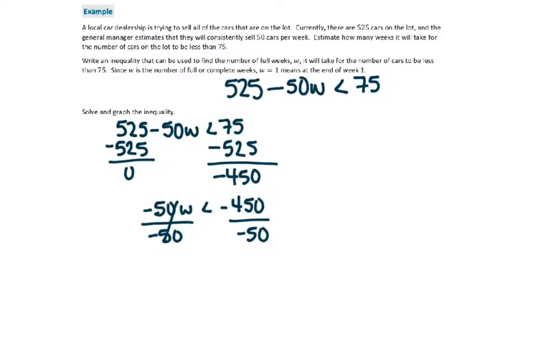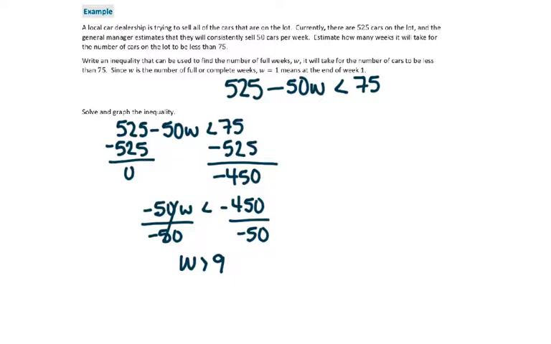So I'm going to change my inequality symbol to now say W is greater than, and remember when we divide a negative by a negative, we get a positive. And when we divide 450 by 50, we get 9. So that means that we are going to have less than 75 cars on our lot when we sell 50 cars per week for more than 9 weeks. That's what we're saying, okay?